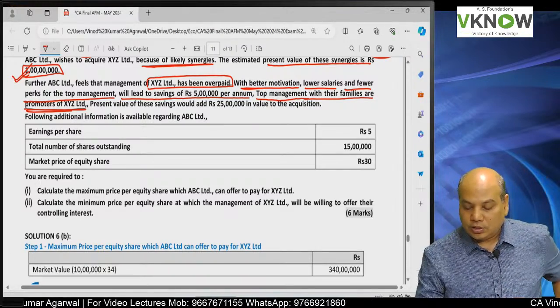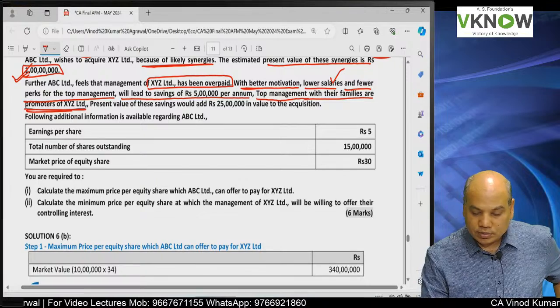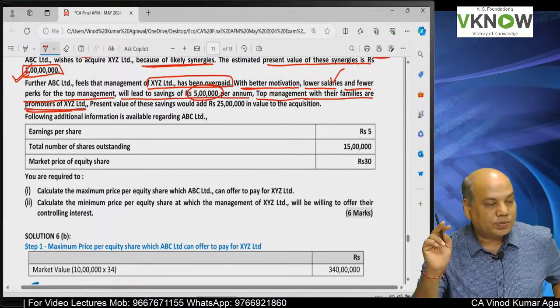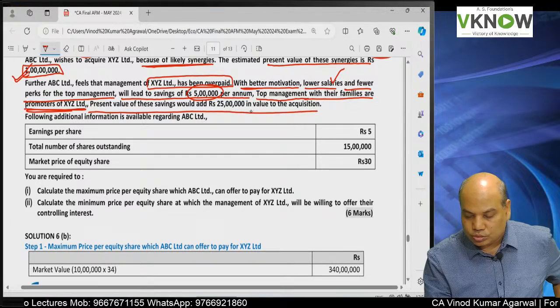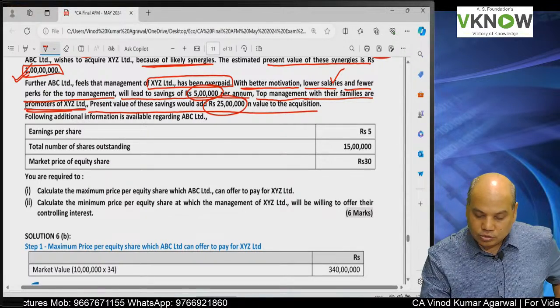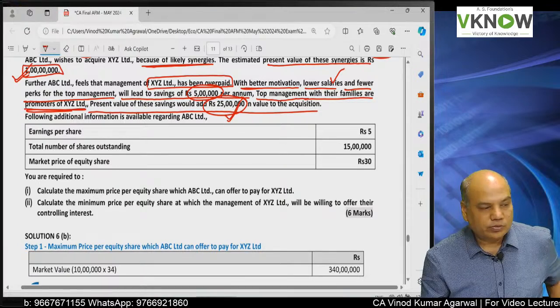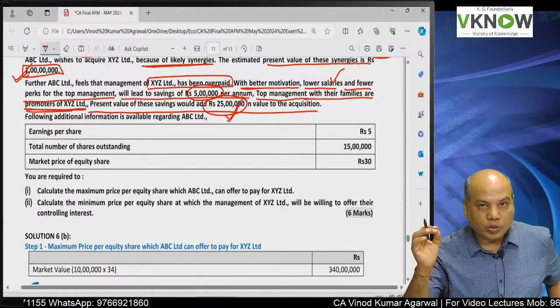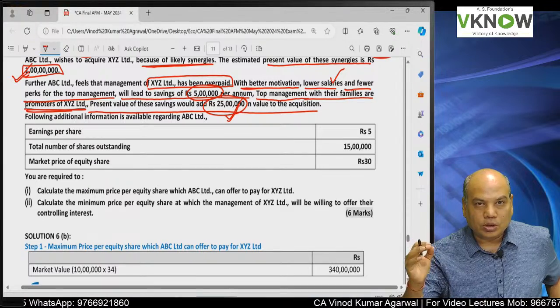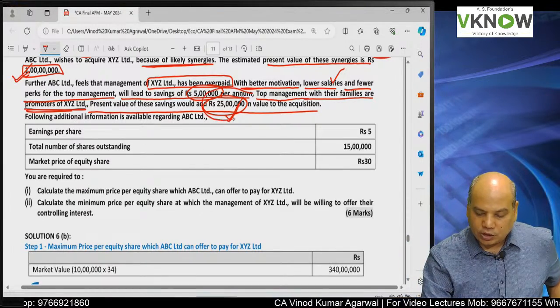So if they take lower salary, lower perks, it will save 5 lakh rupees per annum, and the present value of this saving comes to 25 lakh. So this is one more benefit. Two benefits: one is operational synergy, 1 crore; lower salary, lower perks, lower compensation to top management will save 25 lakh rupees in present value terms.